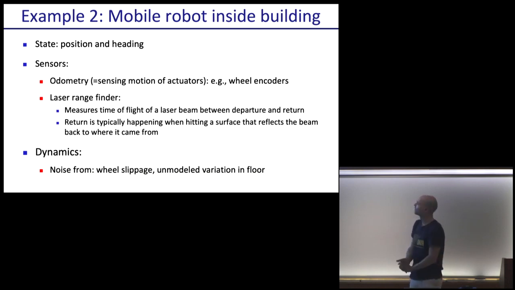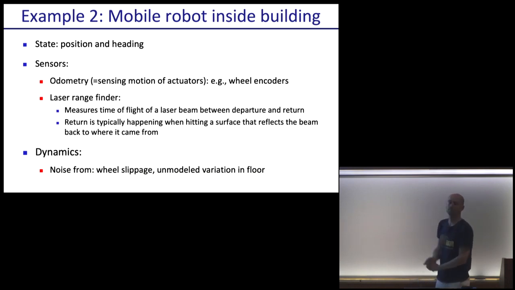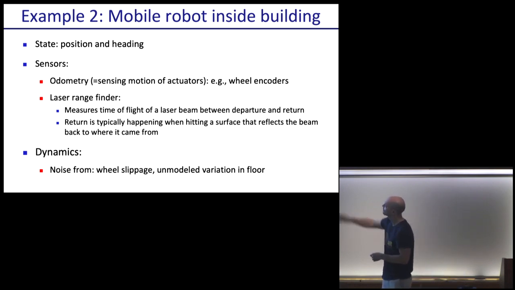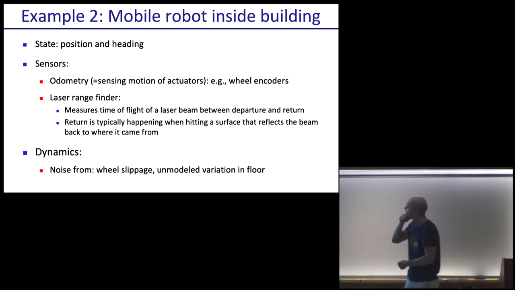How about a mobile robot inside a building? The state could be position and heading. If it's a slow robot that is just slowly moving, you don't care about velocity, just the position and the direction it's facing. Then sensors: odometry, which is sensing motion of the actuators. For example, wheel encoders. On your wheels, you might measure how much your wheel has turned. If you then know the diameter of your wheel, you know how much you have moved.